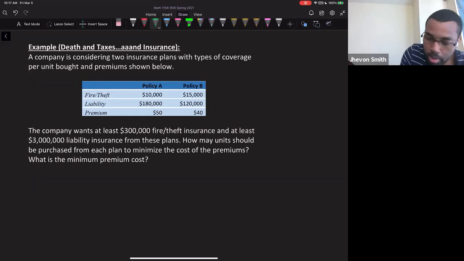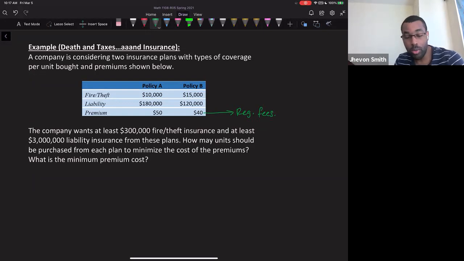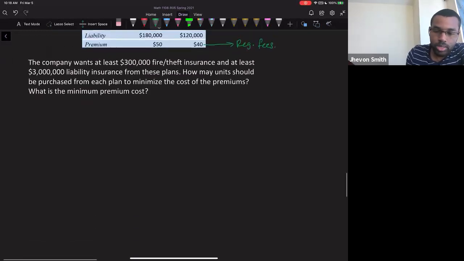But it will cost you, the premiums are the fees, by the way. That's what the premium of an insurance is. So it's like your monthly insurance bill. And that will cost $50. Policy B, you get $15,000 in fire and theft, and you get $120,000 in liability, and that will cost you $40 per month. Now, as a company, you want to have at least $300,000 in fire and theft insurance and $3 million in liability coverage. How many units of each plan should be purchased to minimize the premium cost? So that's what we want to do.